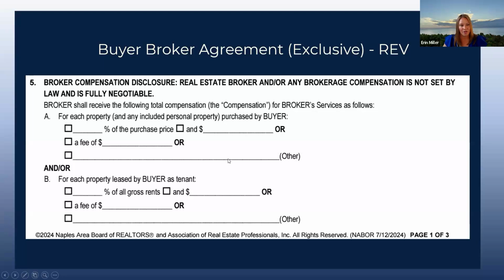And then there's another set of checkboxes if there is a property that is leased by the buyer as a tenant during the term of this agreement and you would like compensation for that, then you can negotiate, again, the percentage of the gross rent, or a fee of blank dollars, or some other compensation.